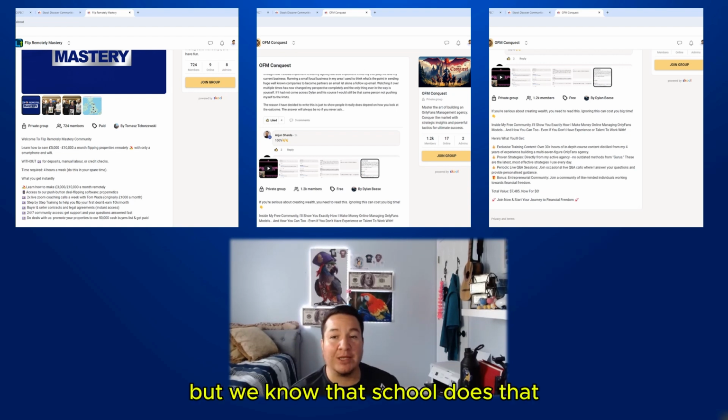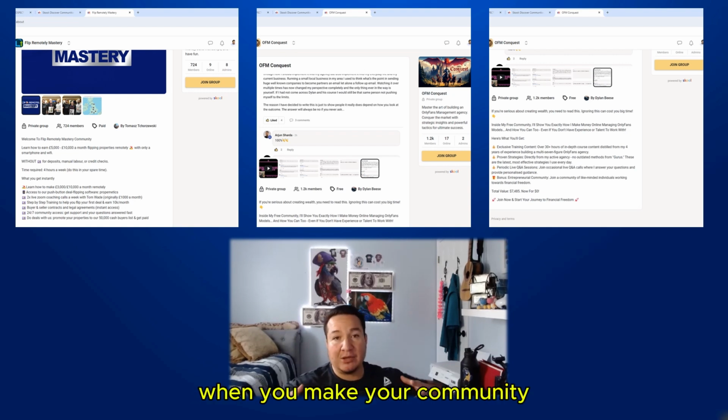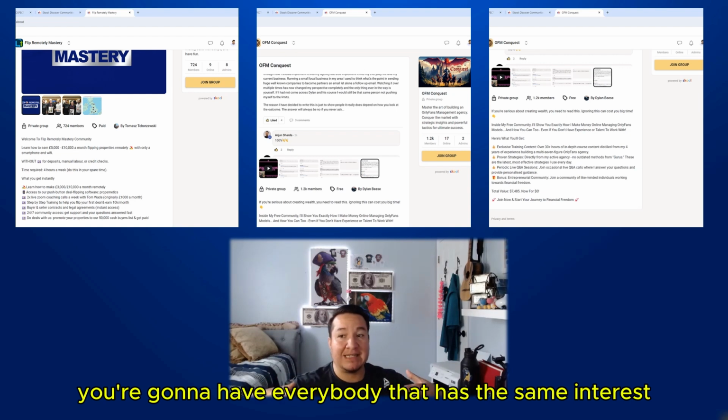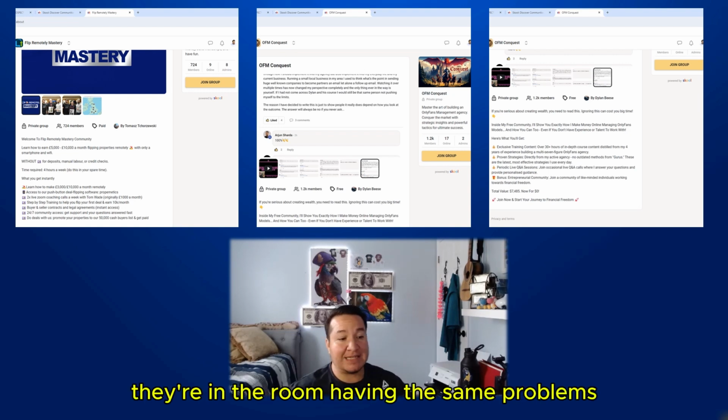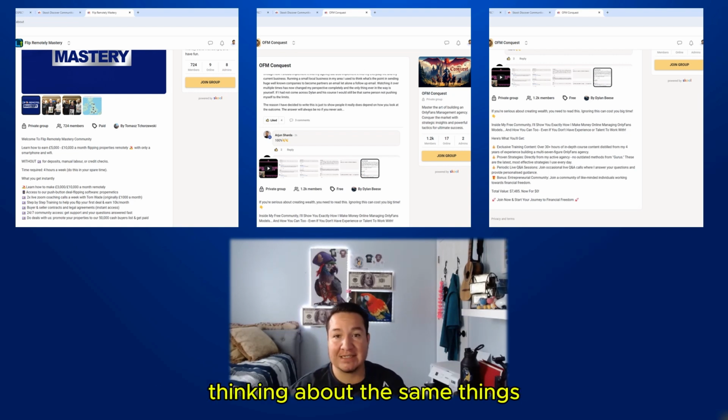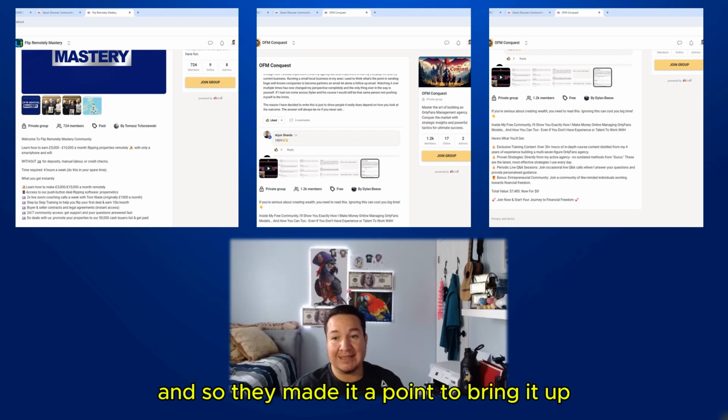See, they pointed that out, but we know that Skool does that. When you make your community, you're going to have everybody that has the same interest, that are doing the same thing, whether it's a hobby, whether it's an entrepreneurial pursuit. They're in the room having the same problems, thinking about the same things. And so they made it a point to bring it up.